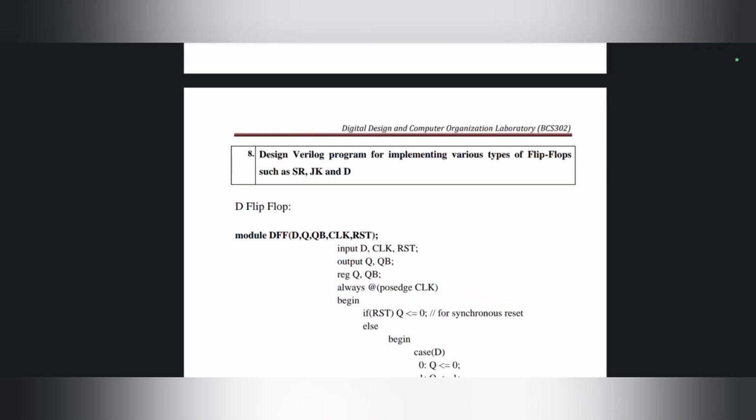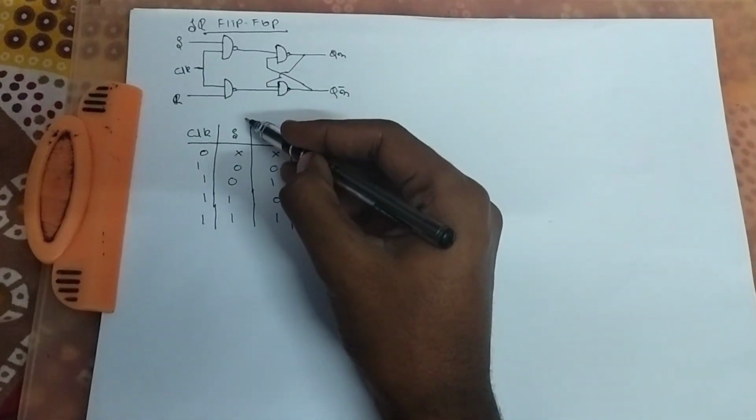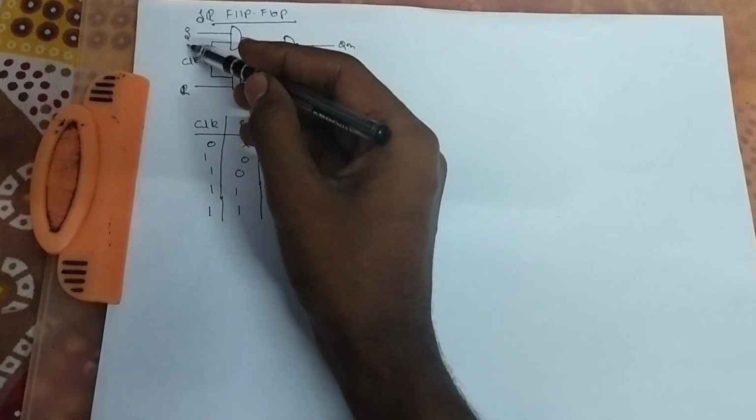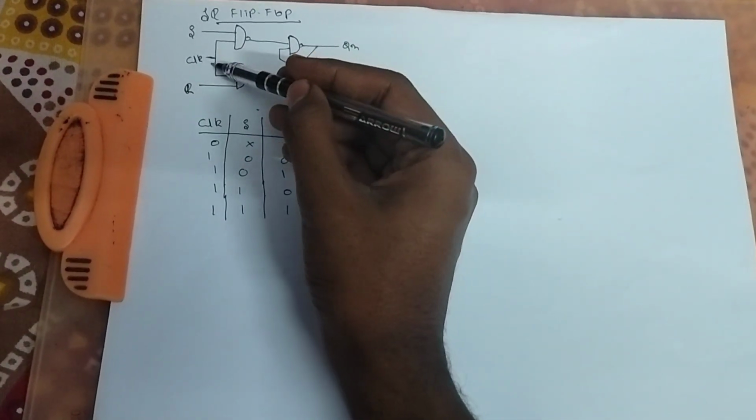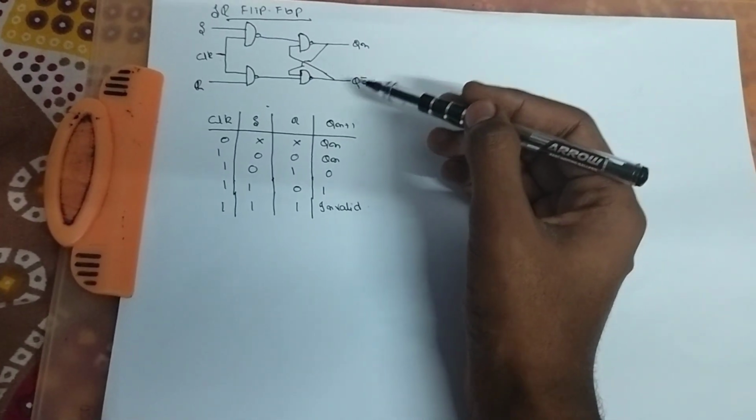Hello everyone, today we are going to solve experiment number 8 of our DDCO lab assignment, that is, design a Verilog program for implementing various types of flip-flops such as SR flip-flop, JK flip-flop and D flip-flop. So first, start with the SR flip-flop. This is the circuit diagram of the SR flip-flop. Here S and R are the inputs, CLK is the clock, and Qn and Qn bar are the outputs.